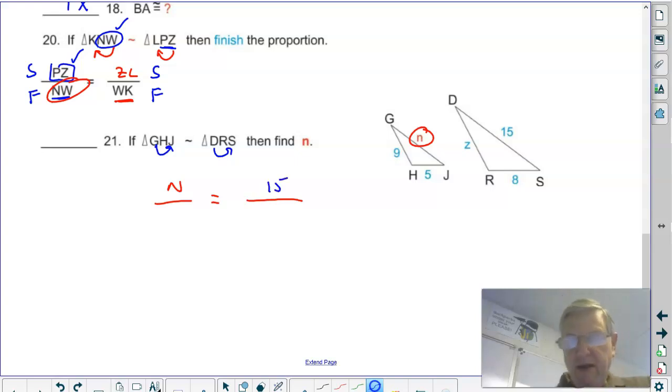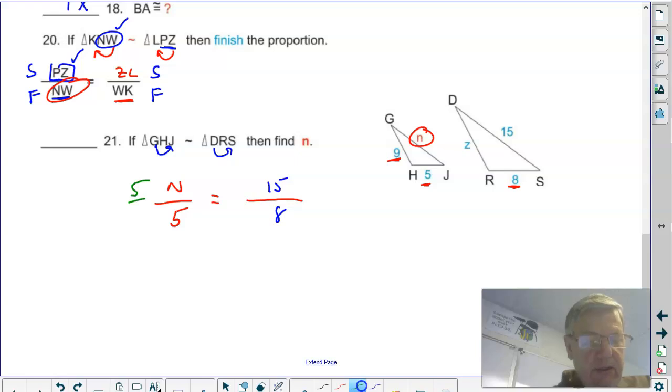All right, stay on my left triangle. Now, notice this. I have 2 possibilities, the 9 and the 5. However, over here, the only one I know is the 8, so I need to go with the one that goes with the 8. So again, my left triangle would be the 5, goes with the what on the right, the 8. And there's my proportion.